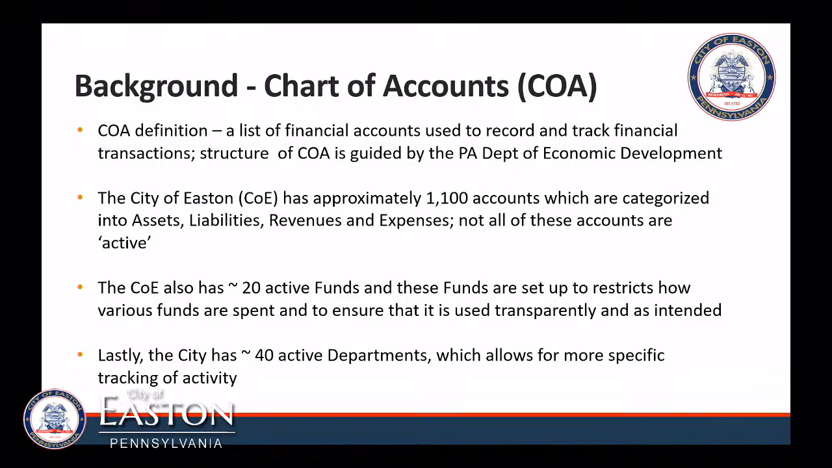We currently have about 1,100 accounts that are shared across various departments. We have about 40 departments, and also about 20 funds that are active. If you think about the permutations of how many you could have, it's kind of mind-numbing. Fortunately, we only use about 2,000 different accounts on a regular basis.